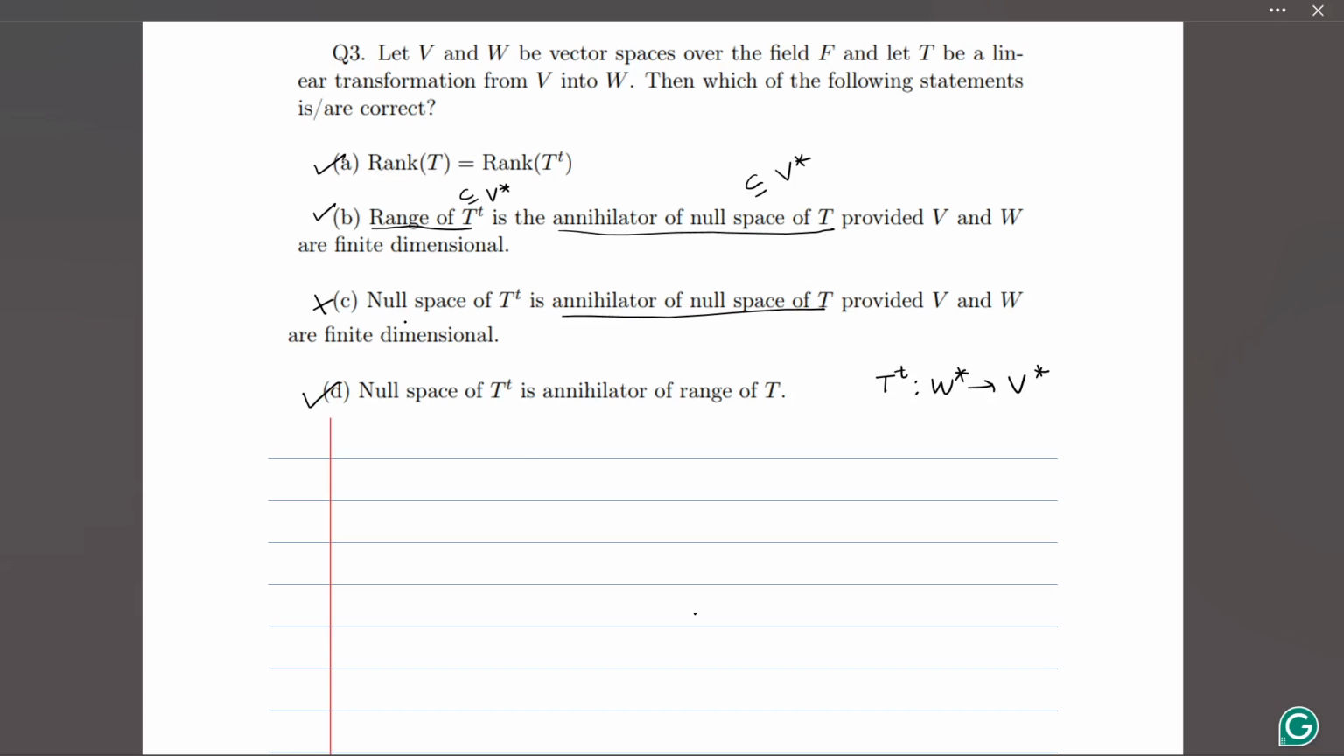B makes sense. But what about C? C doesn't make sense. Null space of T transpose is a subset of W star, right? And this annihilator of null space of T is a subset of V star, linear functionals on V which vanish on kernel T, because kernel T is a subset of V. So while talking about the annihilator of the kernel, this will be a subset of V star. Okay. So let me show.